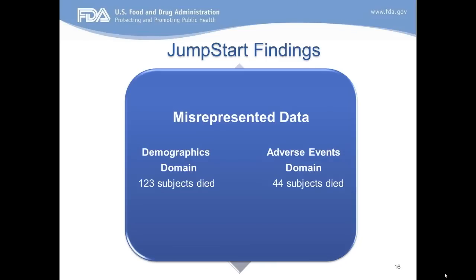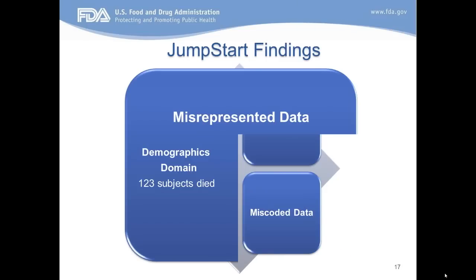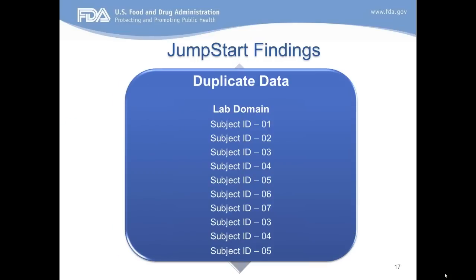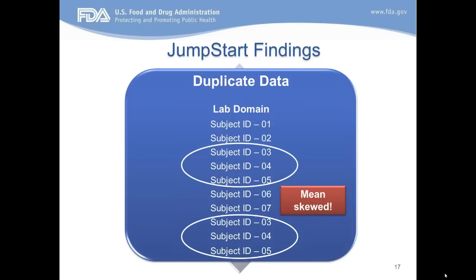And here's another one: misrepresented data. We capture information about death in two domains, both in the demographics domain and the adverse event domain. I'm thinking this should match, right? And the last one that I want to show you is duplicated data, because I already showed you the miscoded data. Here it is. You have a lab domain, and it has lines and lines of data for each subject. Well, we have the same subject, and the data is repeated. Obviously, your means are going to be skewed, and this is going to be a problem.